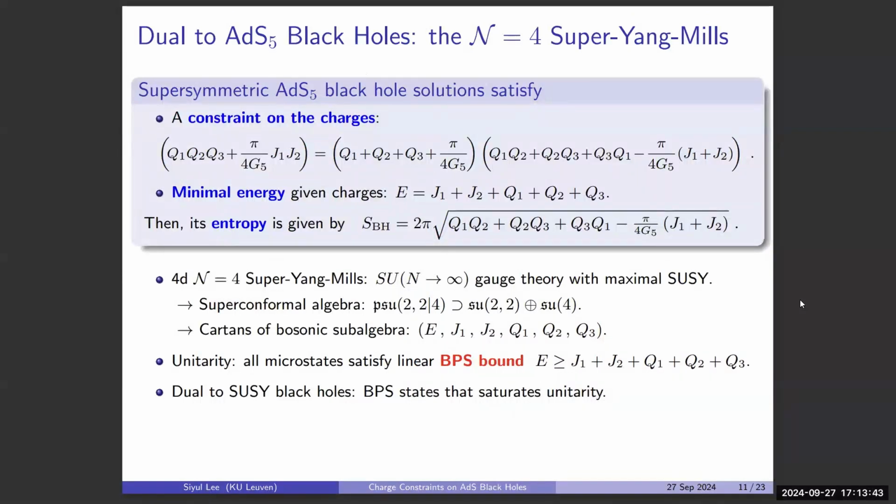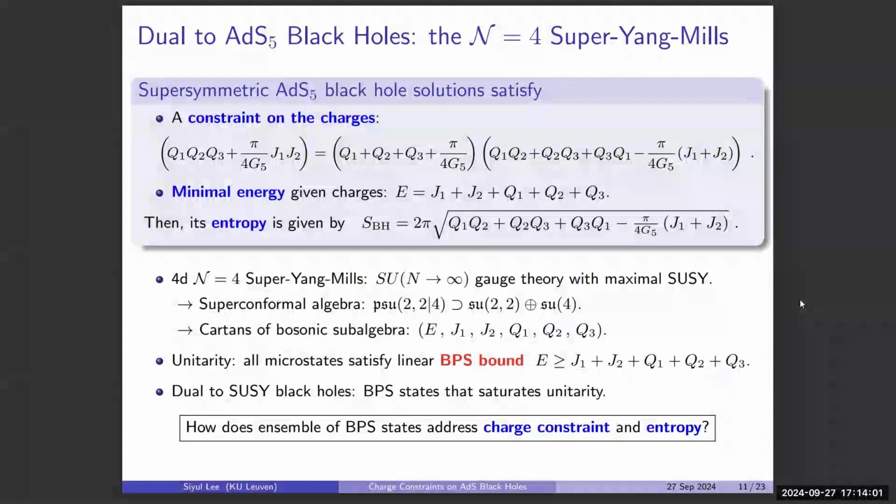Using the similar argument that there's nothing below the red line, we can argue that dual to the supersymmetric black hole that lives on the red straight line is an ensemble of BPS states that live on the red straight line, which are the BPS states. Now it remains to address how this ensemble of BPS states address the other 2 properties of the supersymmetric AdS5 black holes.